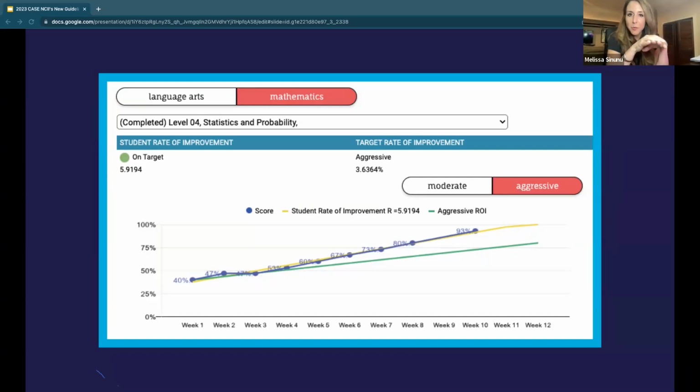In the first example, we can see, yes, here Ruby is responding to her instruction and she's on track. So this one is easy. We have confidence the SDI is working and Ruby will indeed meet her annual measurable goal.